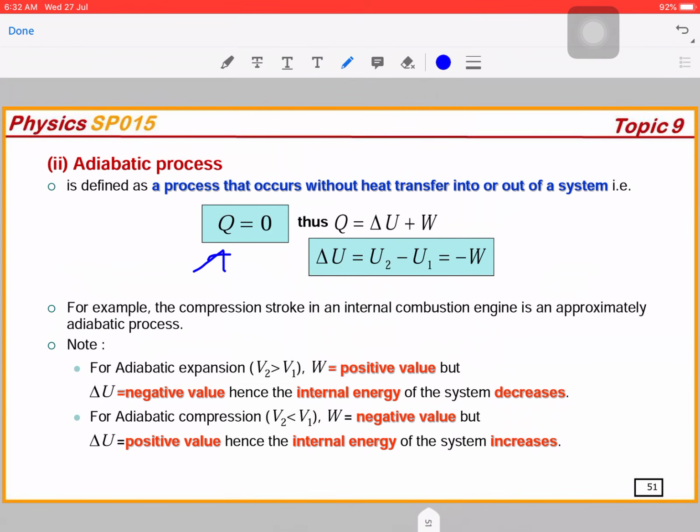For example, the compression stroke in an internal combustion engine is an approximately adiabatic process. Okay. Note, for adiabatic process ataupun adiabatic expansion, V2 is bigger than V1, so W is positive value. But delta U is negative value, hence the internal energy of the system decreases. For adiabatic compression, V2 is smaller than V1, hence W is negative but delta U is positive, hence the internal energy of the system increases. So you need to be alert with this one.